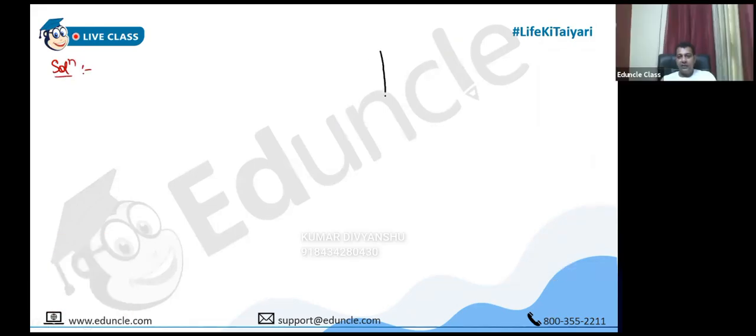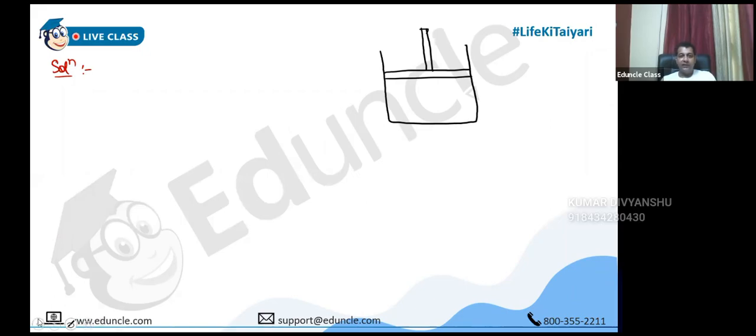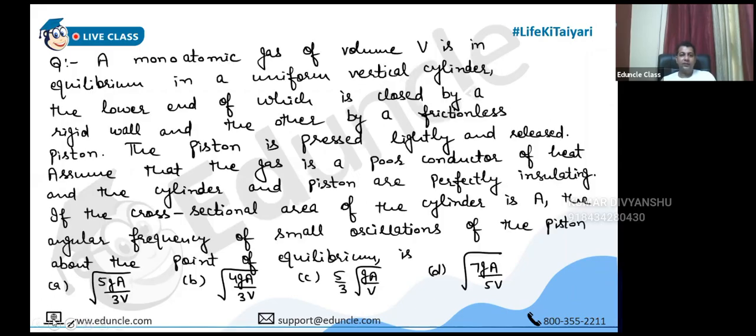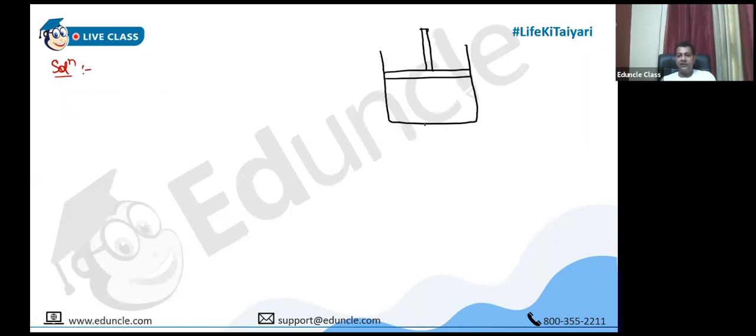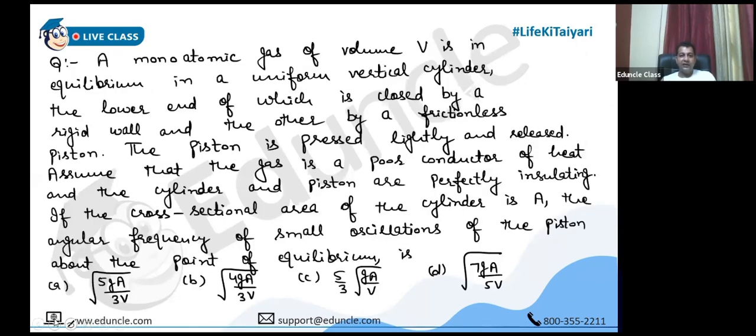So there is a container in which some gas is contained, and there is a piston. This is frictionless, this is a rigid wall. It is closed, pressed lightly and released. Gas is a poor conductor of heat, so the process is adiabatic. It means the gas is not absorbing the heat, and the cylinder and piston are perfectly insulating. So it is adiabatic.